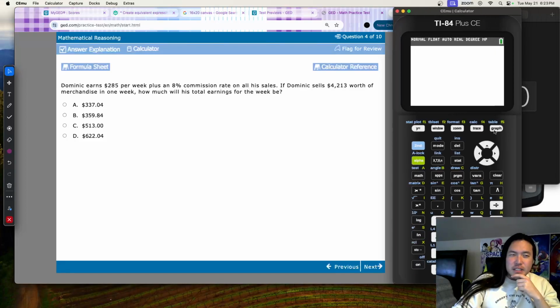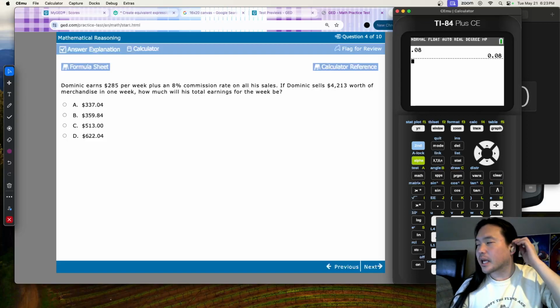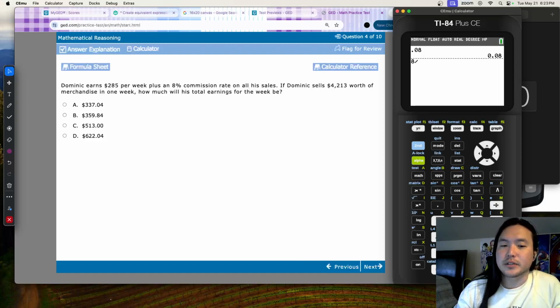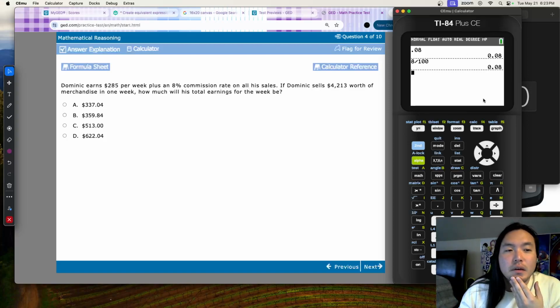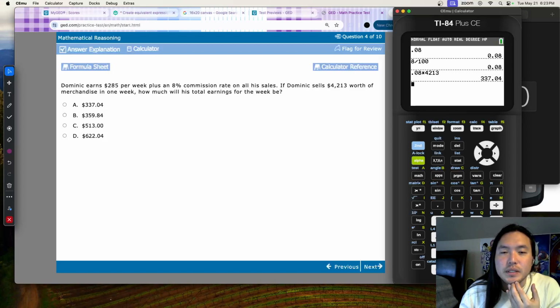Hopefully you guys are getting an answer. Again, 8% is 0.08. If you ever get confused about percentages on the calculator, you can always just do 8 divided by 100. This is a really easy way to handle percentages. And 8 divided by 100 is literally the same thing, 0.08. So we want to do 0.08 times 4,213. This is the amount of money that he gets in commissions, right? So how much money does he make total?